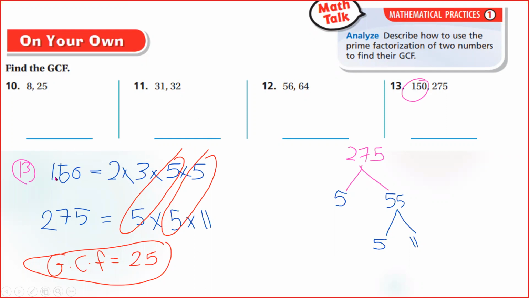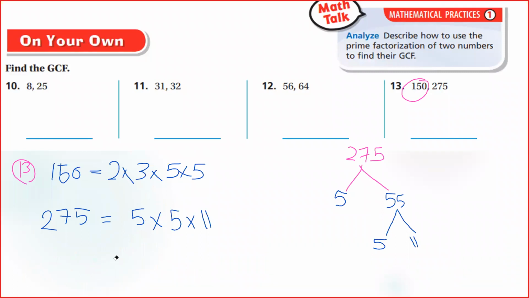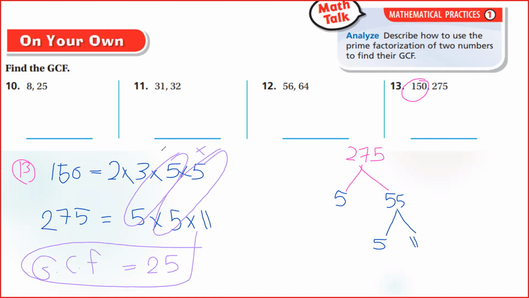Here, in the greatest common factor, when you need to find the greatest common factor, you write the common factors. Where's the common here? We have 5. And is there another one? Yeah, this 5. Because we have two 5s, we need to multiply them together. 5 times 5, 25. So the greatest common factor is 25.